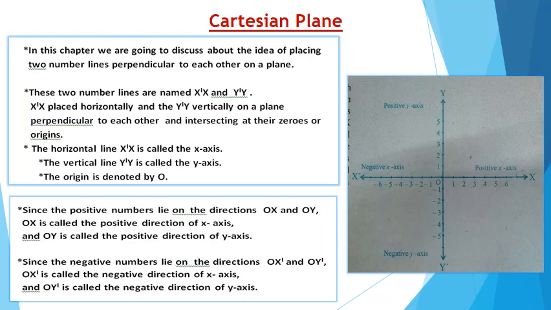Since the negative numbers lie on the directions OX dash and OY dash, OX dash is called the negative direction of x-axis and OY dash is called the negative direction of y-axis.